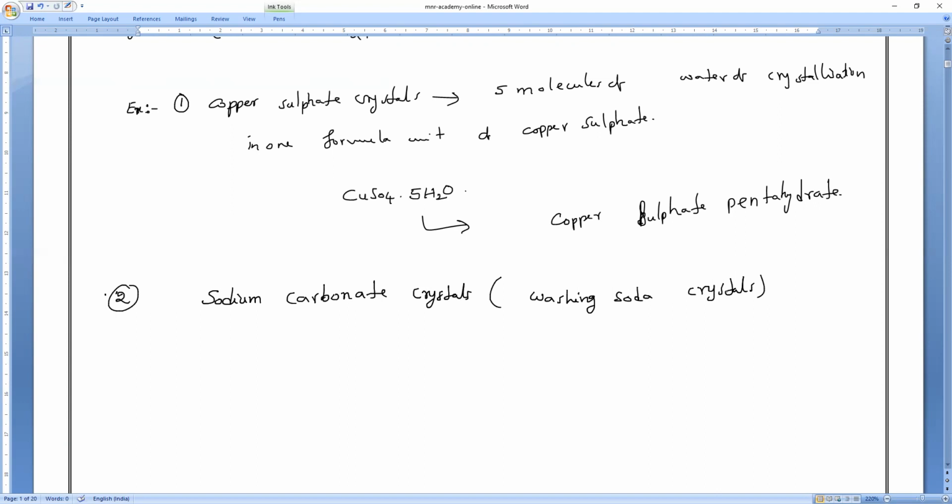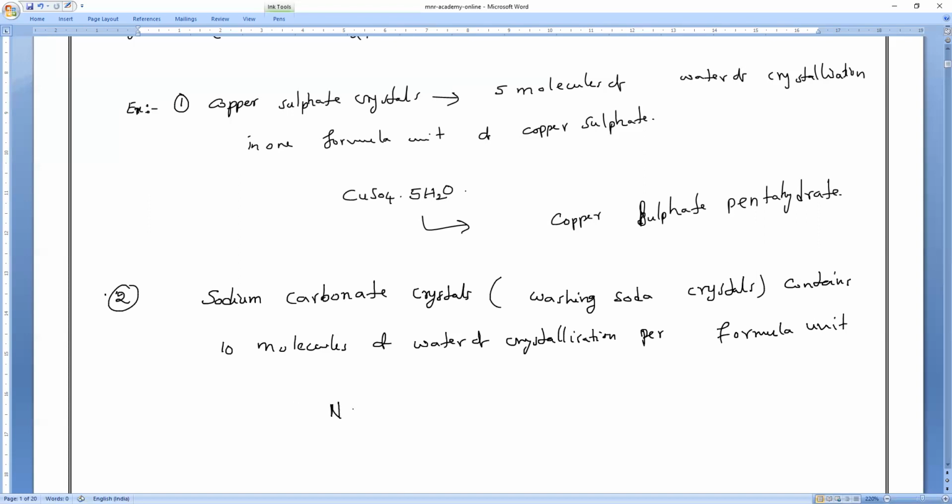One formula unit of sodium carbonate contains 10 molecules of water of crystallization. So how many molecules of water of crystallization does it contain, all of you? 10 molecules of water of crystallization, per formula unit. One formula unit.